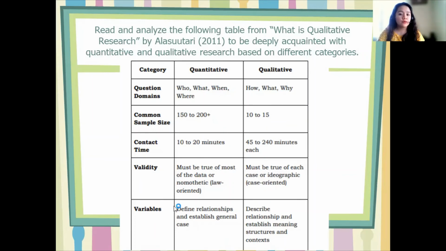Validity must be true of most of the data or nomothetic. So, dapat totoo, or yeah. So, in qualitative, must be true of each case or idiographic. Variables. Define relationships and establish general case. Describe relationship and establish meaning, structure, and context. So in variables, in quantitative, you look for relationship. In qualitative, you look for relationship and established structure. Ano yung pattern? Ganun.